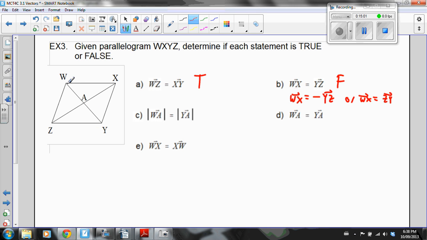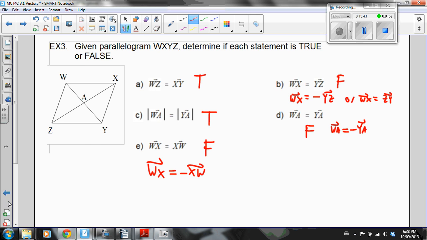Is this true? The magnitude of WA is equal to the magnitude of YA. Well, the magnitude, yeah, this one's pointed this way, this one's pointed this way, but those line segments are actually equal. This is true. But are the vectors equal? No, because one's pointed this way and the other one's pointed this way. They're opposites. And I could write them as opposites if I wanted to. False. I think this is the same one, right? WX is equal to XW. No, that's our definition. That's false. These are opposites. WX is equal to negative XW.